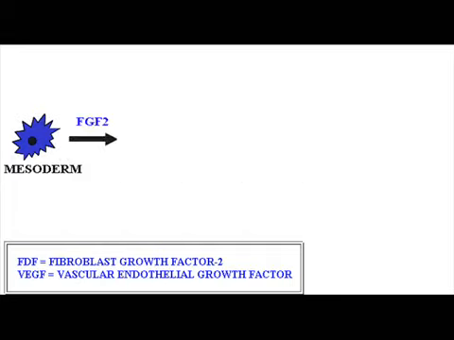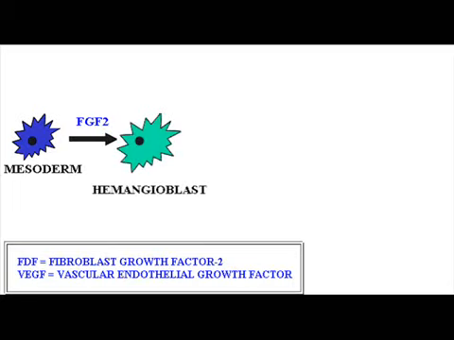Vasculogenesis occurs in order to form the blood vessels. The surrounding mesenchyme secretes FGF2 and VEGF. The mesoderm responds to FGF2 and differentiates into hemangioblasts. Hemangioblasts form the blood islands that fuse to form the primitive blood vessels.